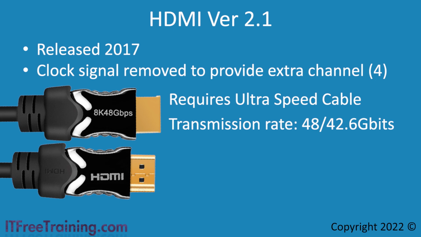This is achieved by increasing the speed the data is transferred and removing the clock signal. Previous versions of HDMI used 3 wires for the clock signal. These wires have been changed to a data channel rather than a clock signal. Adding an additional channel effectively means that a quarter more data can be sent than before.